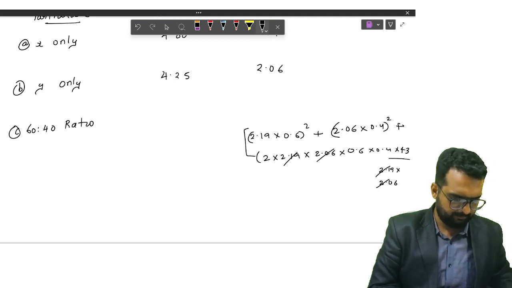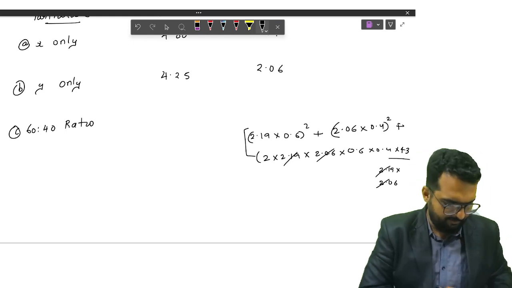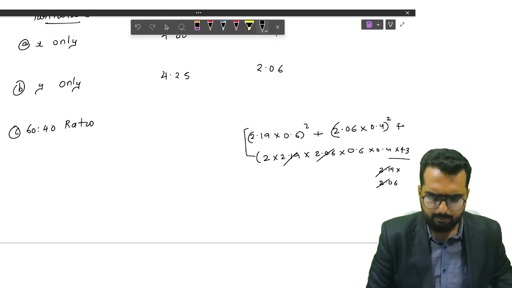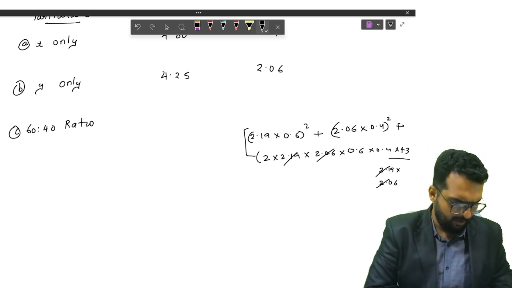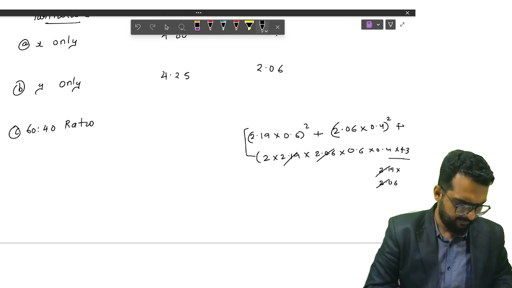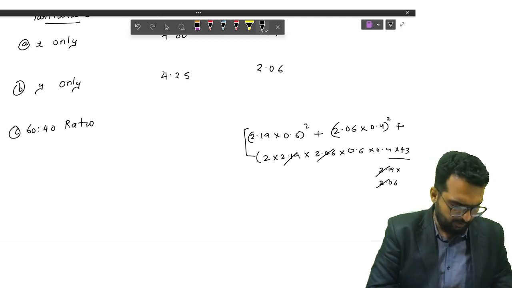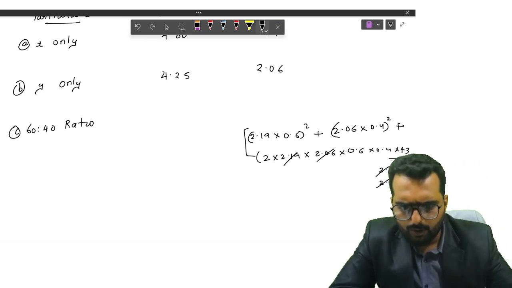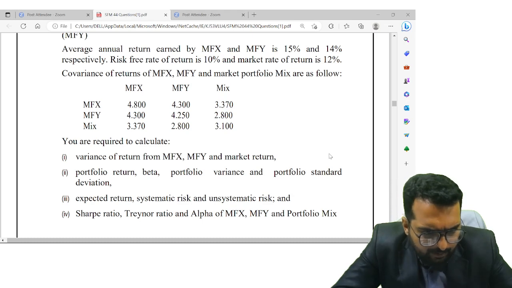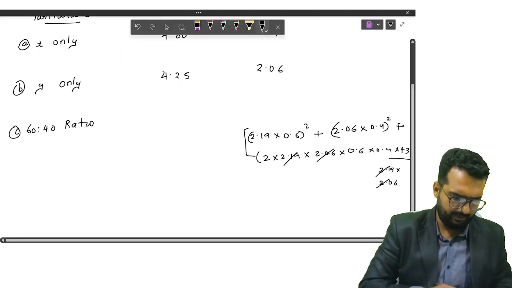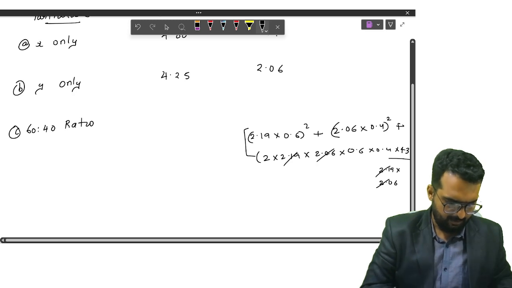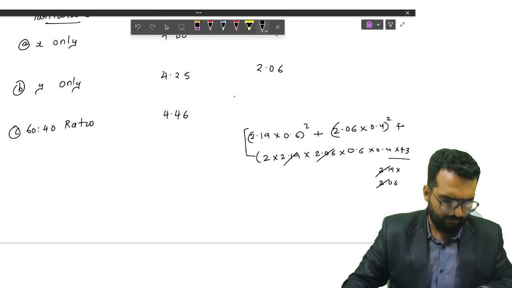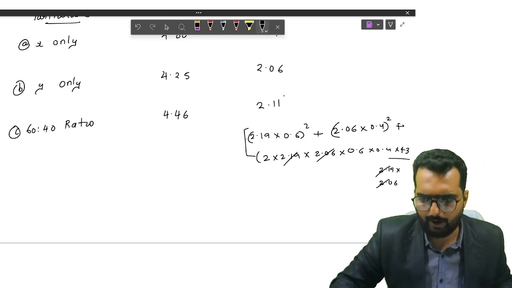Whole square. I need your help, friends. 2.19 into 0.6. Okay, I got the number for the first one. 2.06 into 0.4. And the last one is going to be 2 into 0.6 into 0.4 into covariance of xy. I think that is 4.3, correct? Into 4.3. So I'll get 4.46 as the combined variance. Of this, the square root will be 2.11.